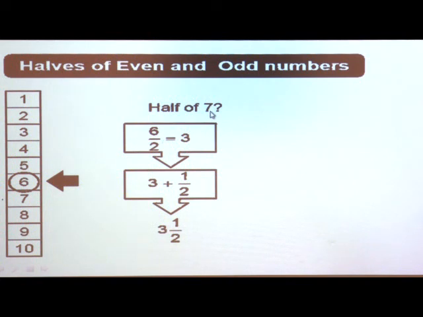So what we have to do? We have to think of the number before and find an even number. So it is very easy. By finding an even number and dividing it by 2, we get a whole number.